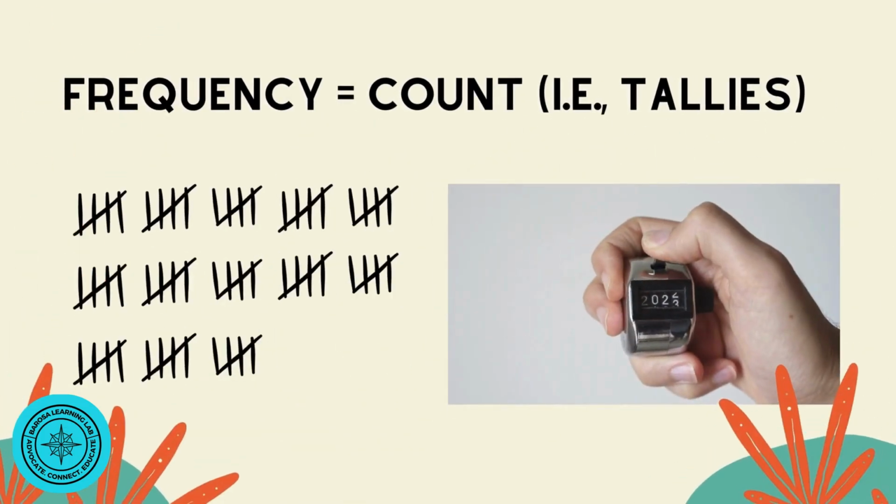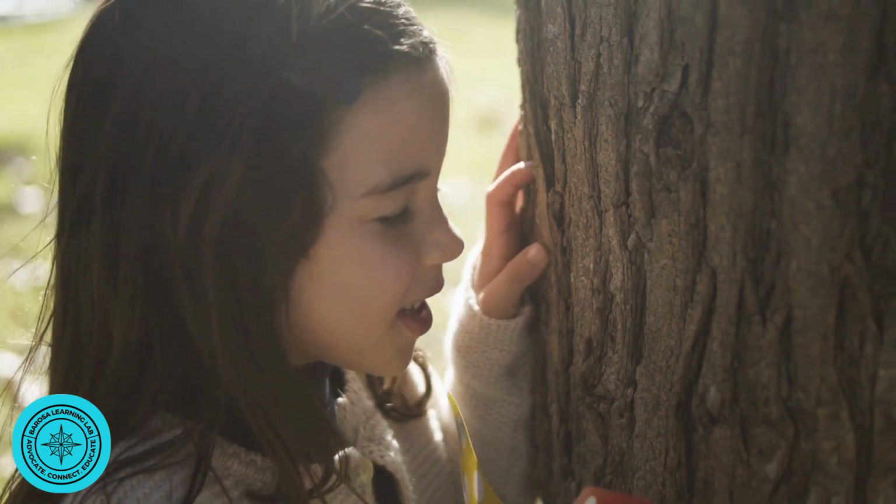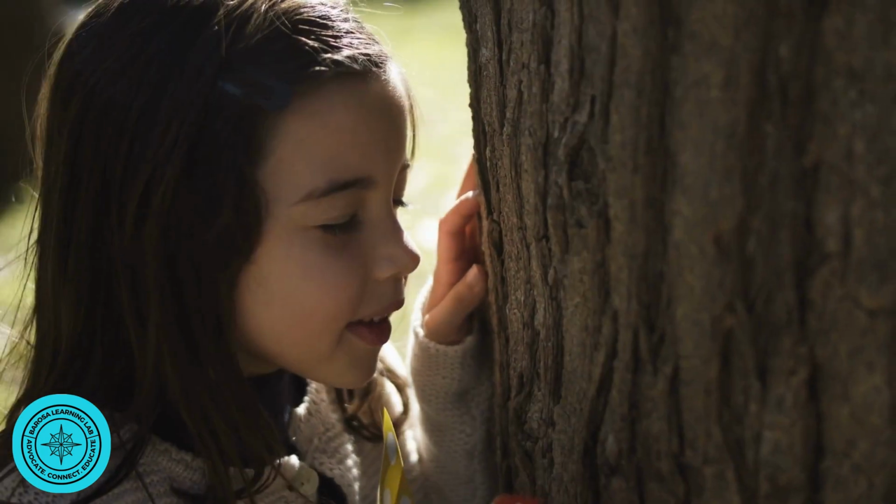Formula: frequency is measured by simply counting how many times something occurs, usually by using a tally counter. Simple explanation: frequency is just counting how many times something happens. Example: counting the number of times a child interrupts on Tuesday.